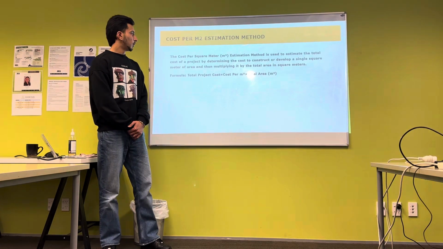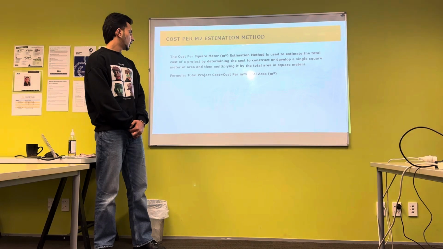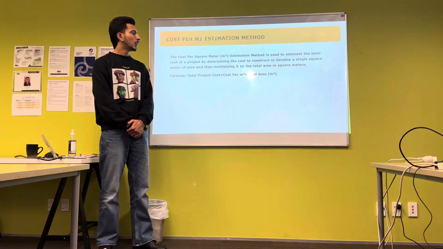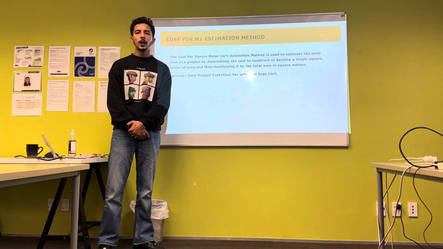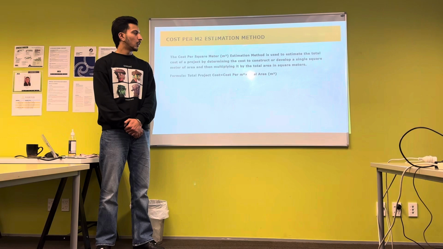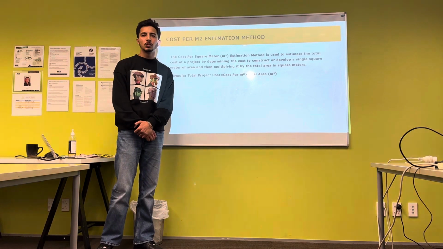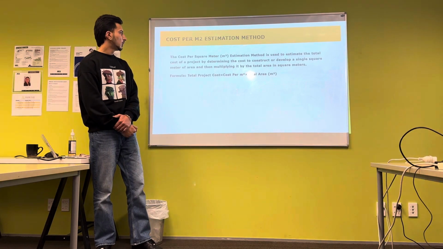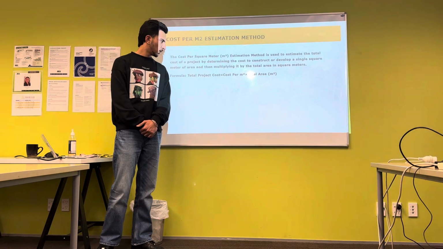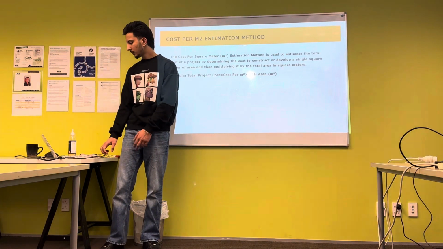Another one is the cost per meter square estimation method. The cost per square meter estimation method is used to estimate the total cost of a project by determining the cost to construct or develop a single square meter of area, and then multiplying by the total area in square meters. The formula to calculate cost per meter square estimation is: total project cost is equal to cost per meter square into total area in meter square.